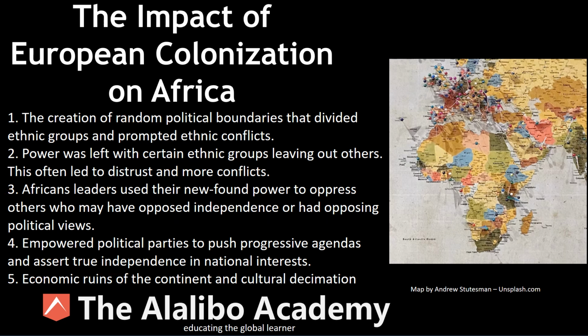So these are the consequences of colonization, the effects, the impact of colonization that have been felt many, many years after the end of colonization. And we have to understand this point because it puts the entire occupation, colonization of the African continent into perspective.